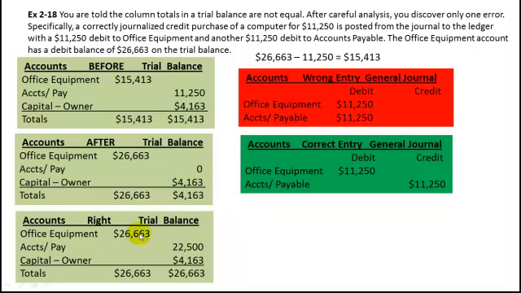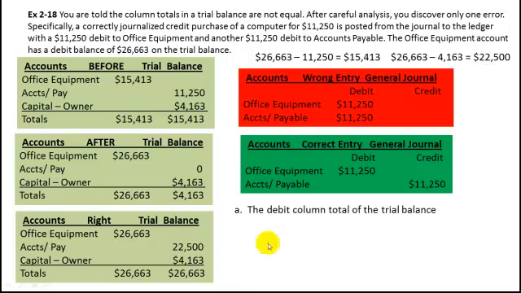Office equipment would have been $26,663. Accounts payable would have been the original $11,250 plus another $11,250, a credit balance of $22,500, and the owner's capital would have been $4,163, and both sides would have balanced with a total of $26,663. On this first one, we can see the difference between the debit and the credit side of $22,500, and this is the only part of this problem that could be a wrong answer.